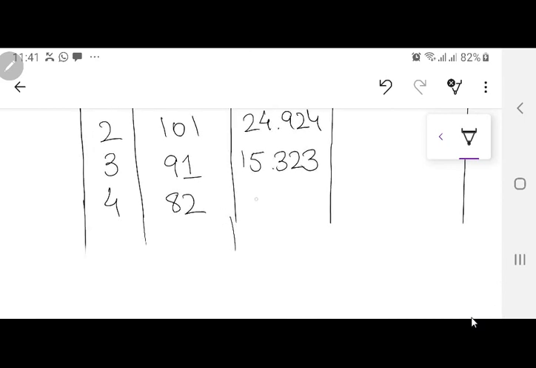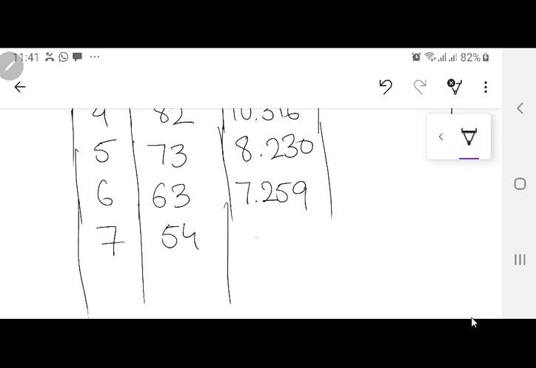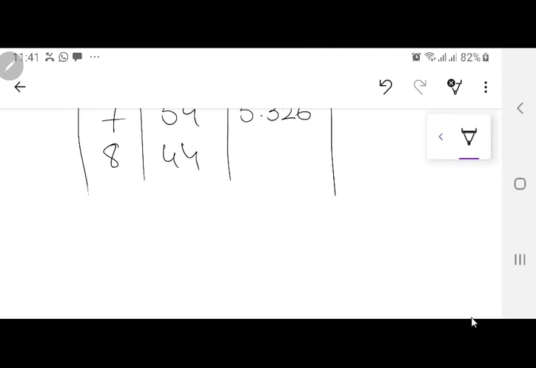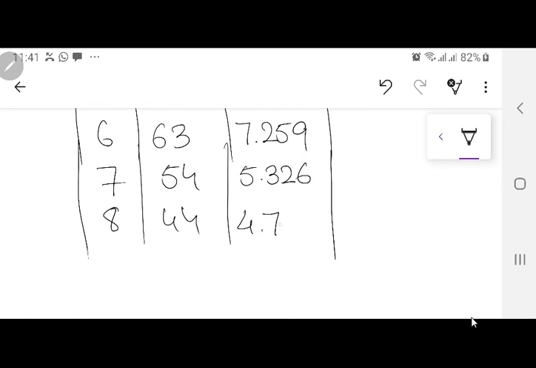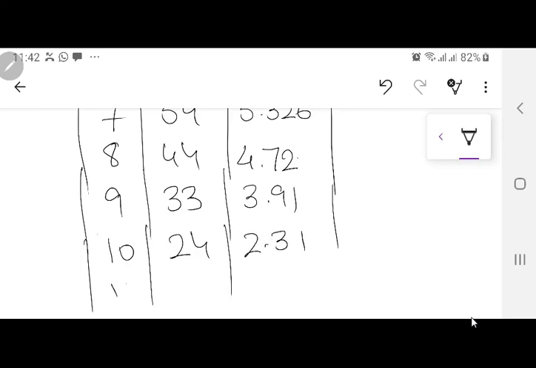Fourth step, 82, what is the core stack? 10.316. Fifth step, 73, 8.230. Sixth step, 63, 7.259. Next, 54, 5.326. Then 44, 4.7. 33 is next, 3.91. Then 24, 2.31. 11th step, 15.